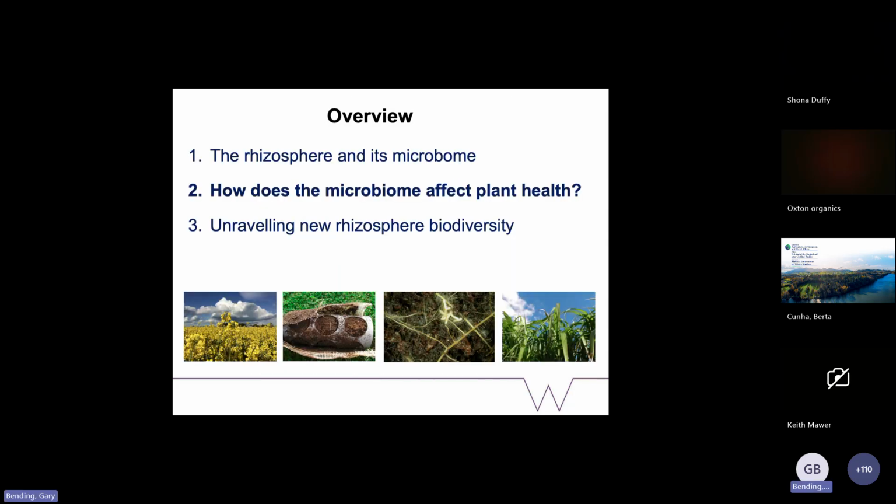Okay, so that's the rhizosphere then, and that's microbiomes and how we study microbiomes. What I want to do now is tell you about some work that we've done to try to understand the microbiome of crop plants and how that might affect plant health.